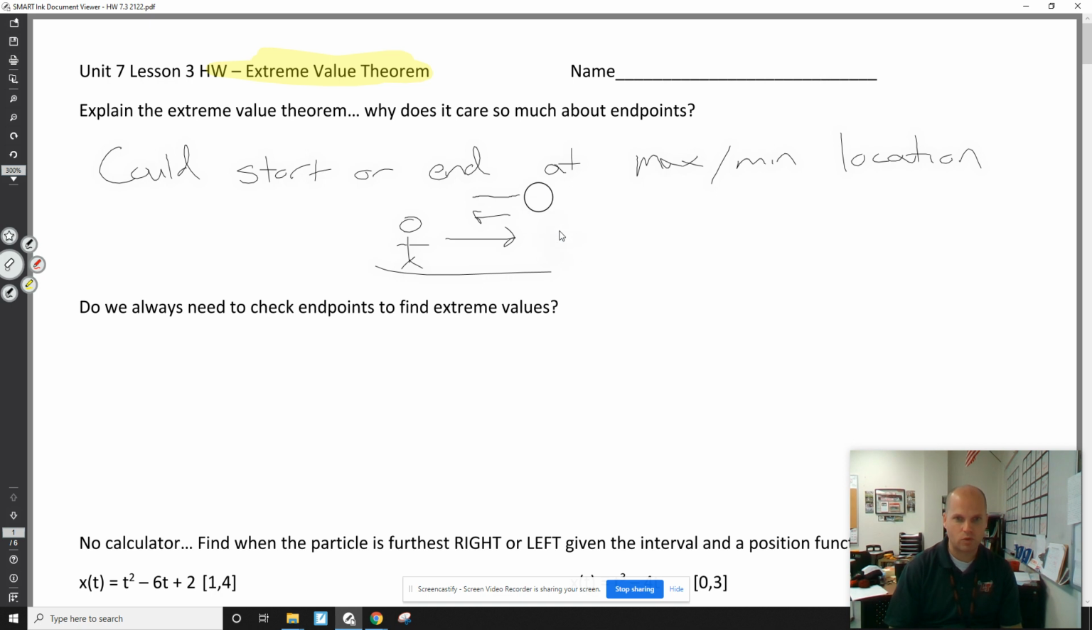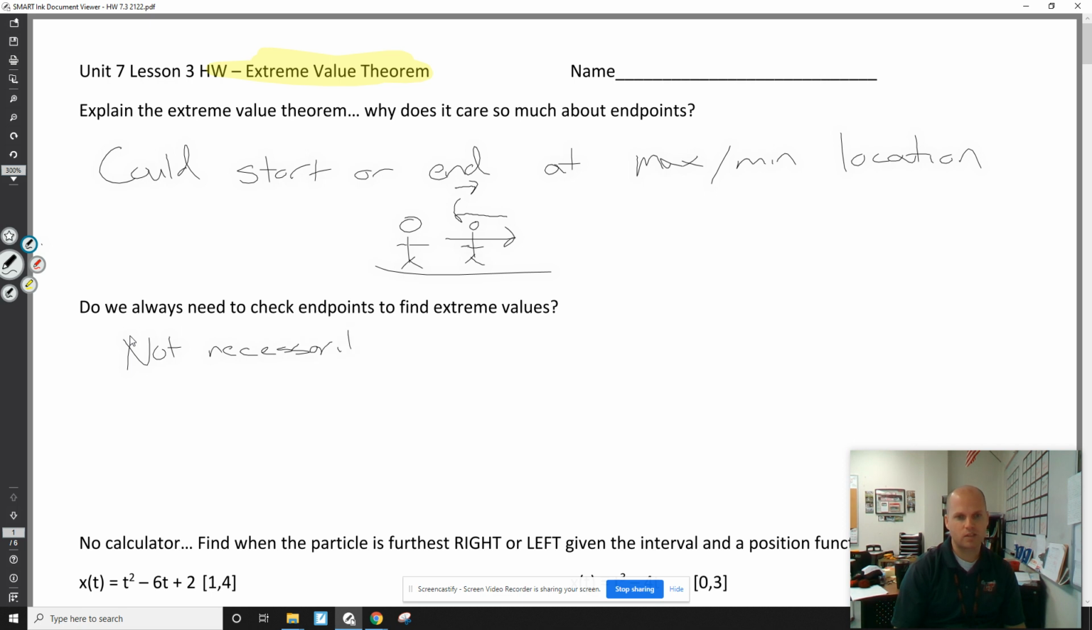Now, maybe we have a situation where the dude does go really far to the right, comes back a little bit, and then ends up somewhere in between. Well, when I change direction, when my velocity is zero, when my derivative x prime is zero, I'd have a max, but I could still have an endpoint be a max. Do we always need to check endpoints to find extreme values? Not necessarily.